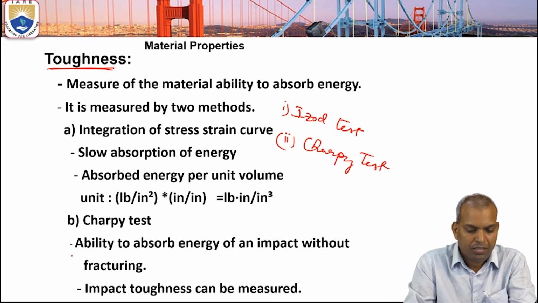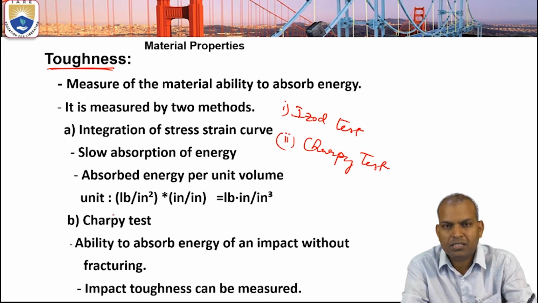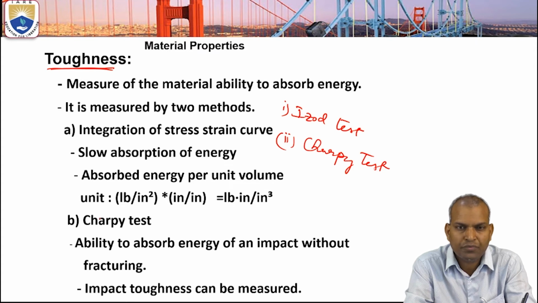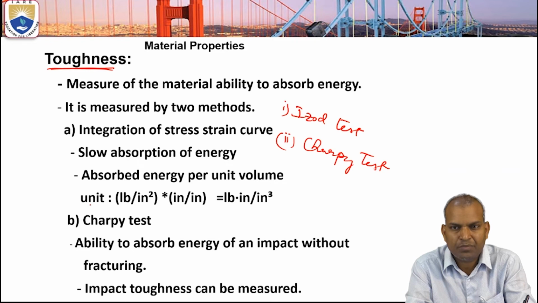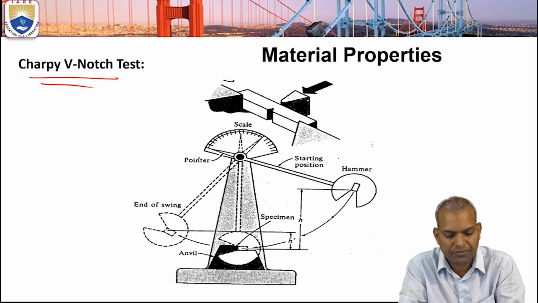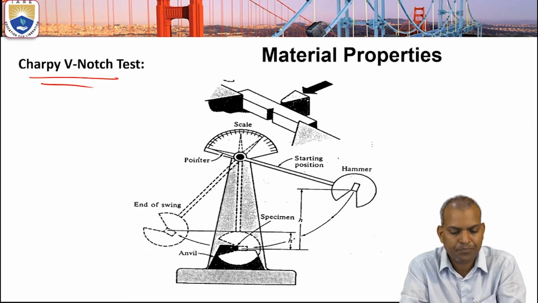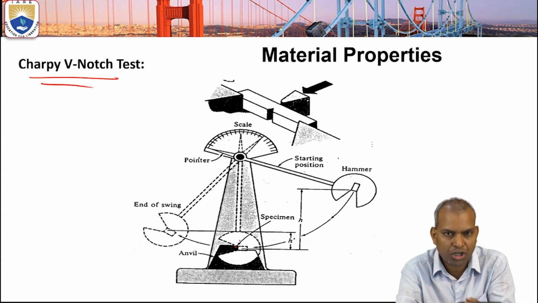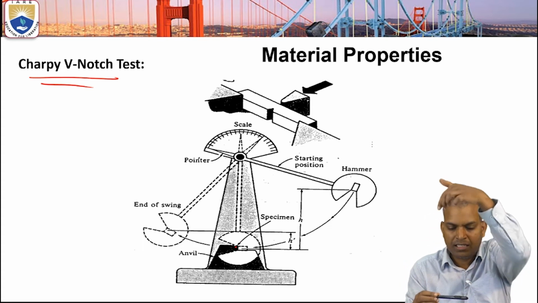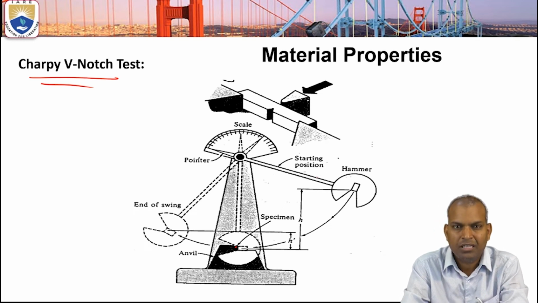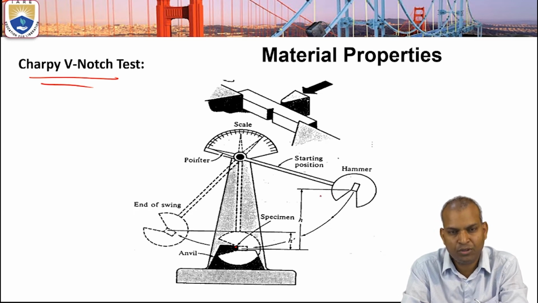So the Charpy test measures the ability to absorb energy under an impact load without fracturing. This impact toughness can be measured by using an impact testing machine. Here we are showing the Charpy test. In the Charpy test, the specimen is placed horizontally. Then the hammer is released, and that hammer acts as an impact load.